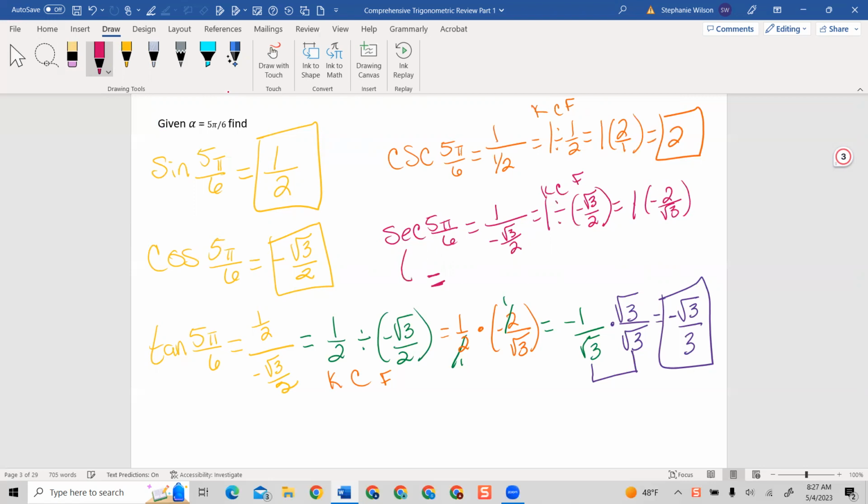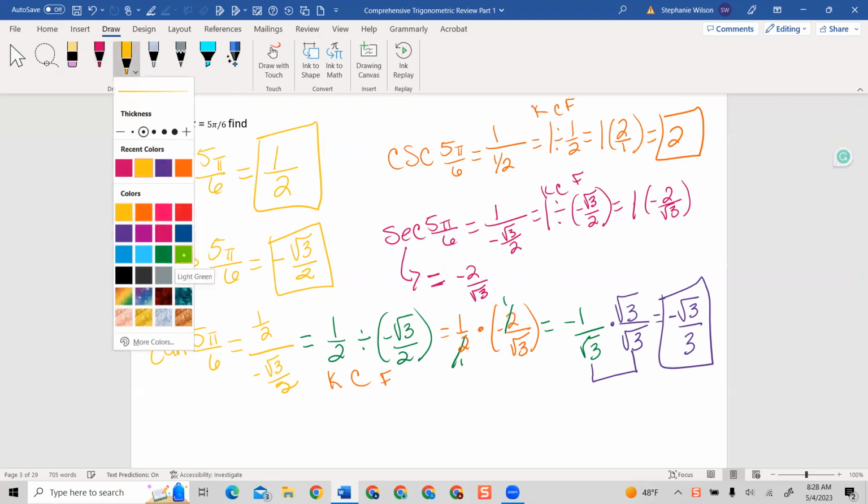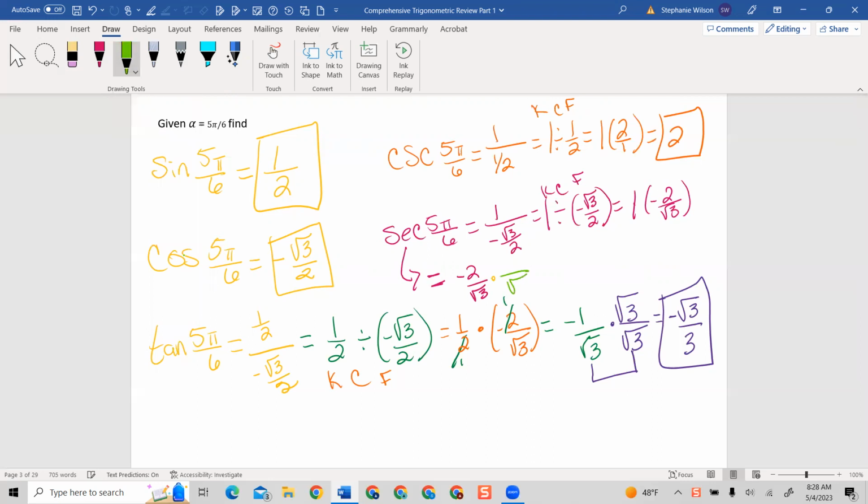Now I get negative 2 over square root of 3, but we can't have the square root of 3 in the denominator. So I'm going to multiply by the conjugate, which is square root of 3. So now I have negative 2 square root of 3 over 3. And that would be my cosecant. Or no, my secant. We got our cosecant, which goes with the sine, and we got our secant. There we go.